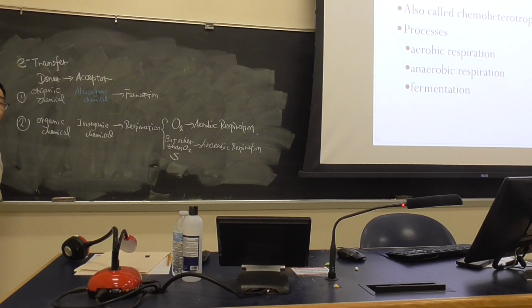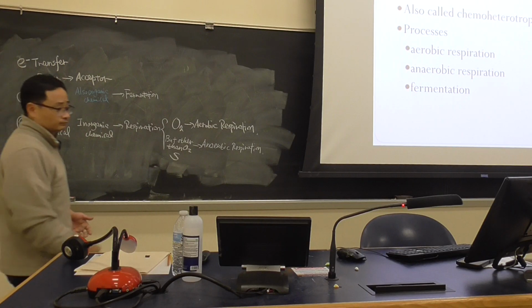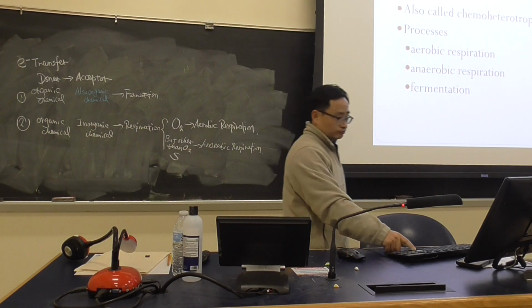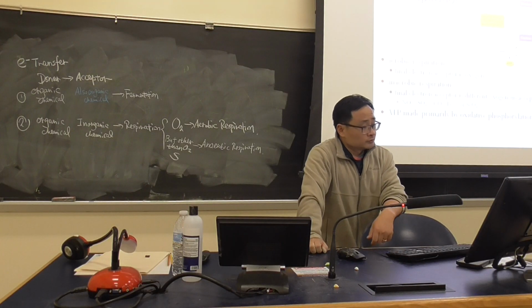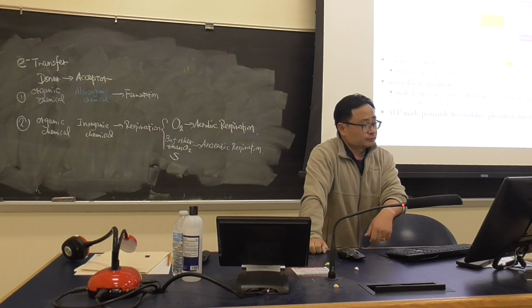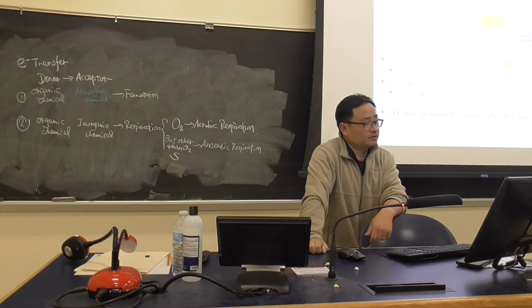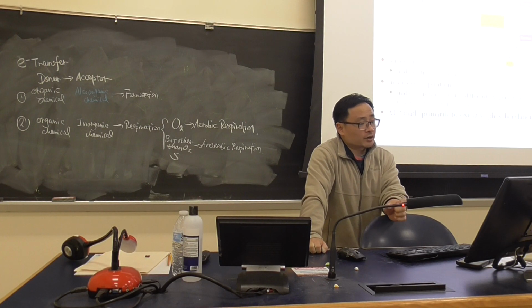That's a very simple way to understand these things from the electron standpoint. Okay? This is what this slide's for. It looks like it's complicated. What is aerobic respiration? The final electron acceptor is oxygen. But you need to know oxygen is an inorganic chemical.